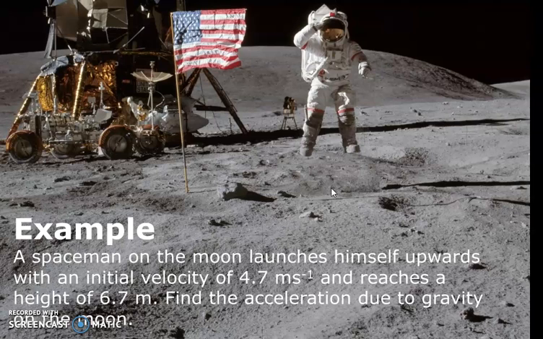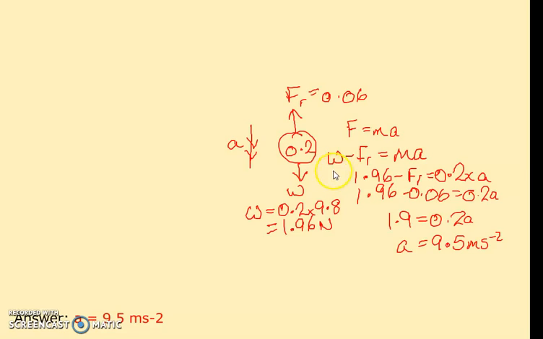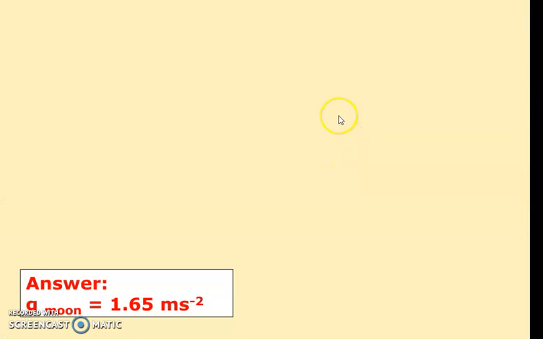And we get given some information. We've got a spaceman on the moon launching himself upwards with an initial velocity. This sounds like Suvat. 4.7 and reaches a height of 6.7. So find the acceleration due to gravity on the moon. So it looks to me just like a Suvat question, just a slightly bizarre Suvat question. So let's go, oh, I already know the answer.